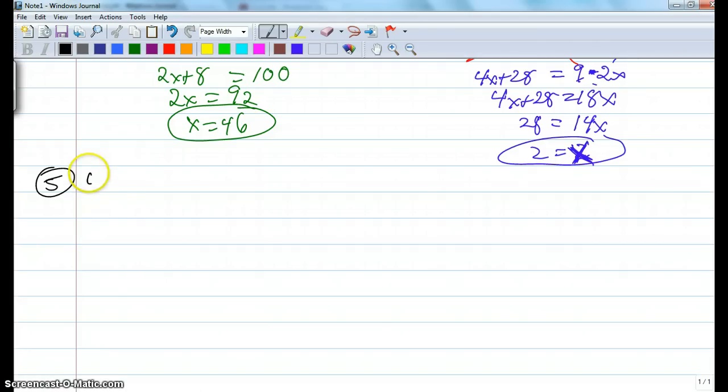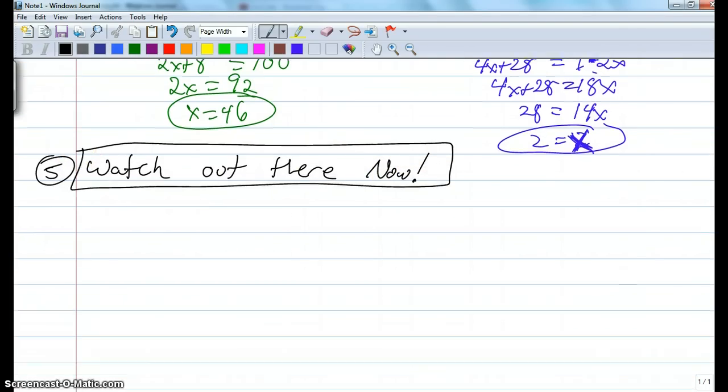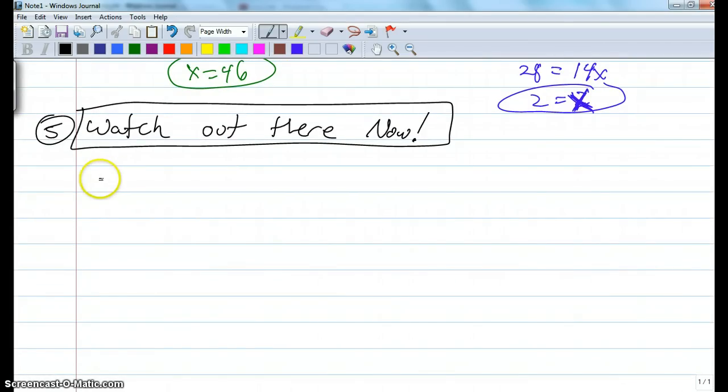Example 5 is called watch out there now. Example 5 says x plus 2 equals the square root of 2x plus 28.